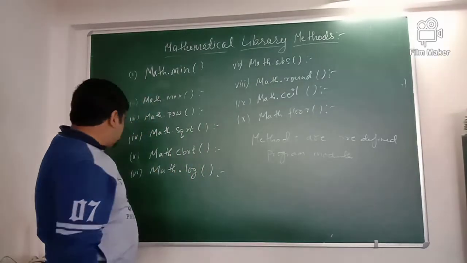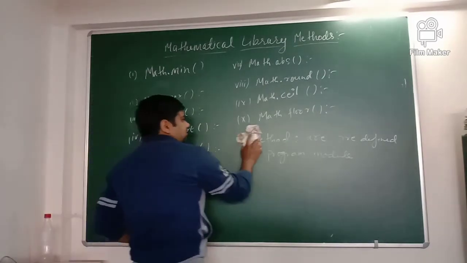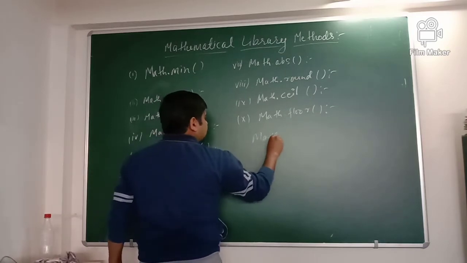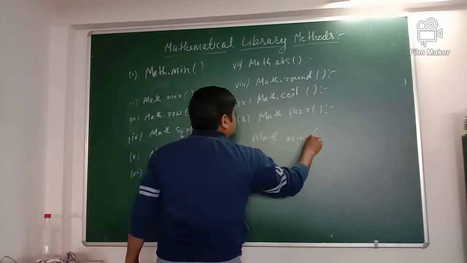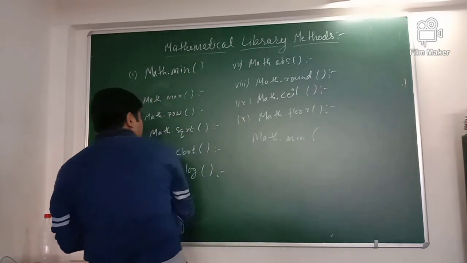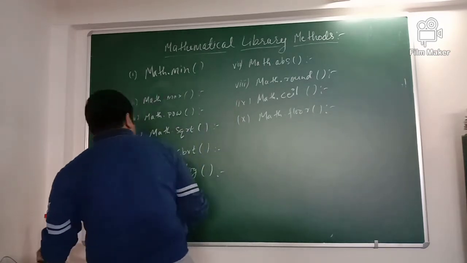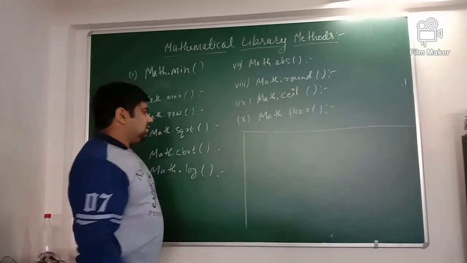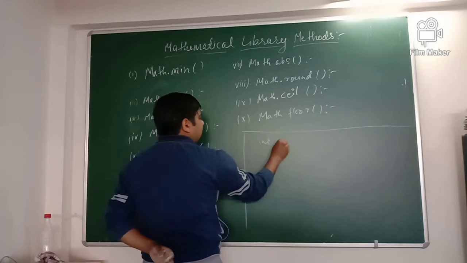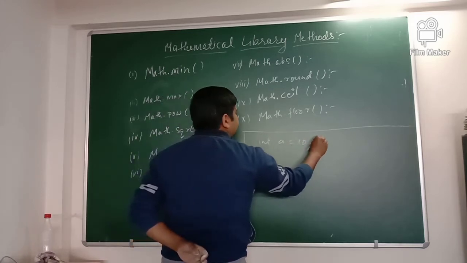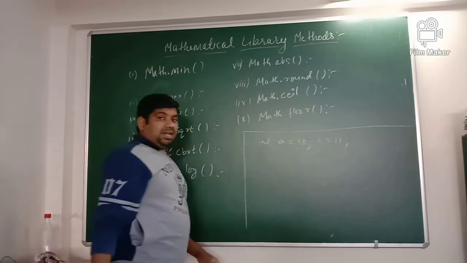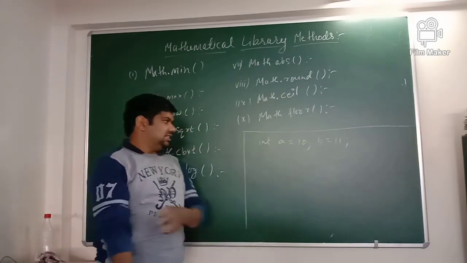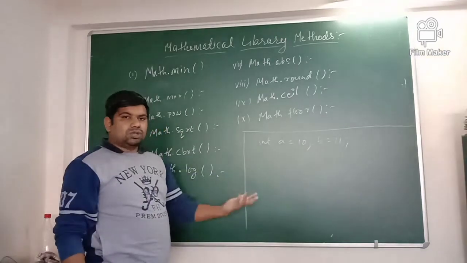So the first method we are going to discuss is Math.min. I have declared two numbers here. For example, in the program I have declared int a equals 10 and b equals 11. Both the numbers are integers, and the output will also be an integer.